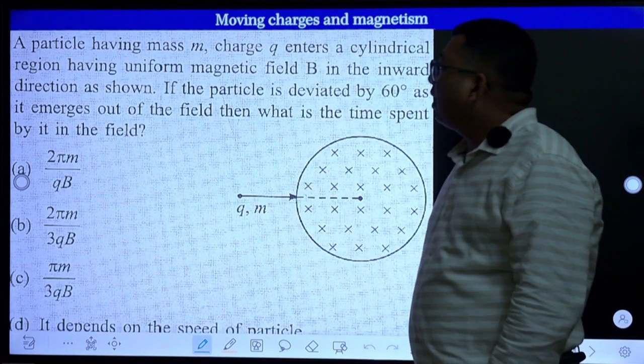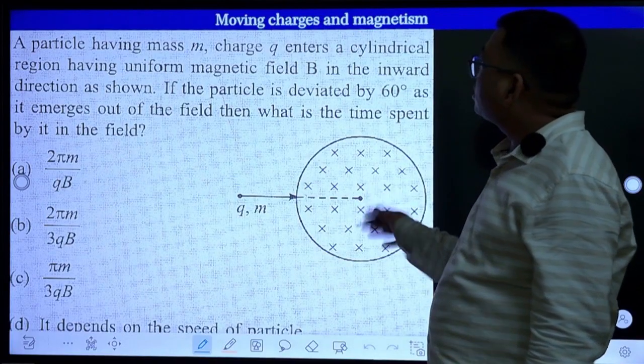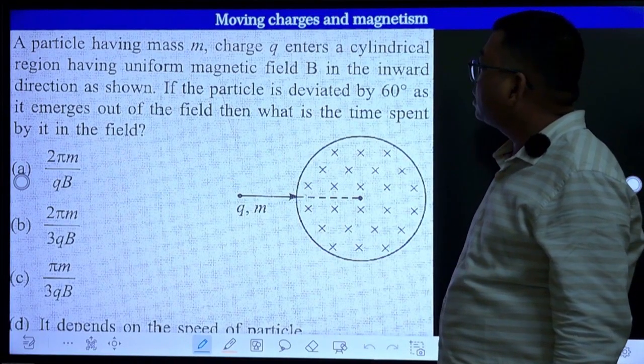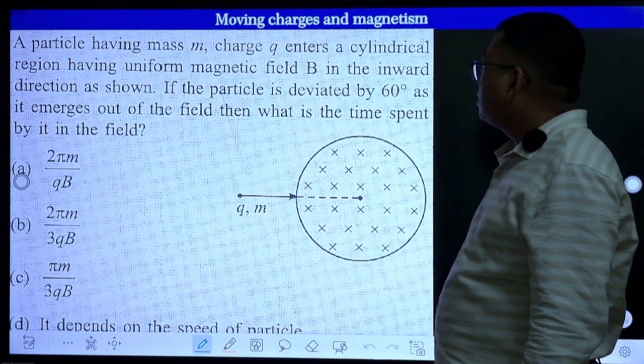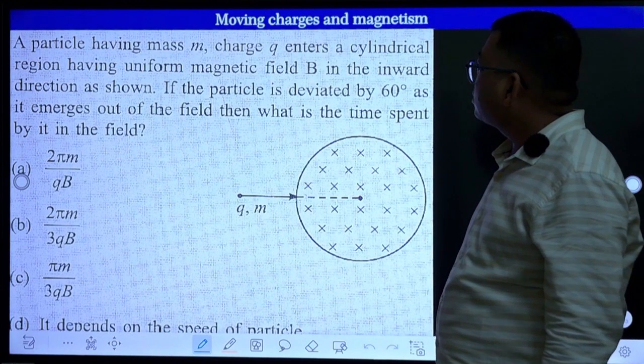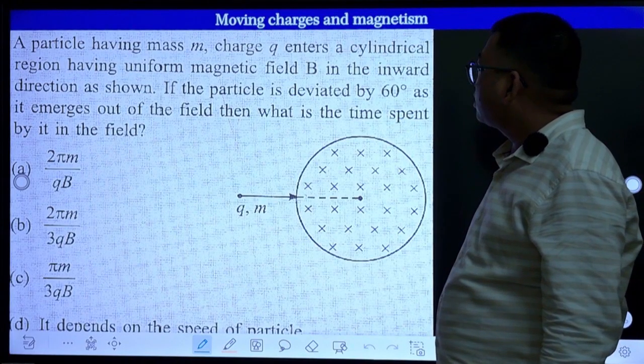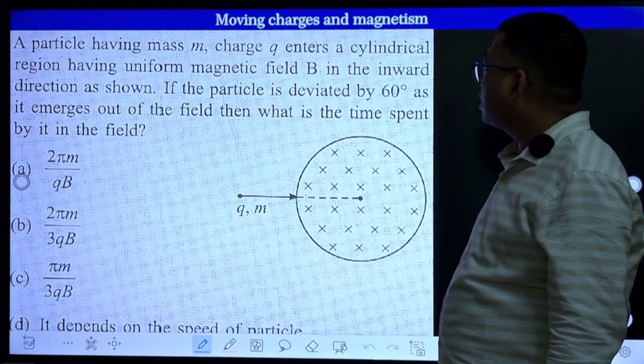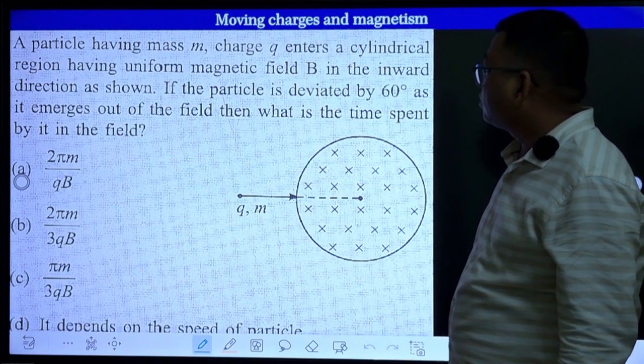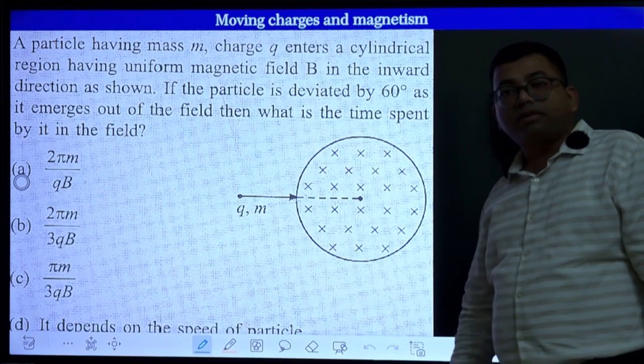A particle having mass m and charge q enters a cylindrical region having uniform magnetic field, like this, entering in the inward direction. If the particle is deviated by 60 degrees as it emerges out of the field, then what is the time spent by it in the field? So what is the time spent in the field?